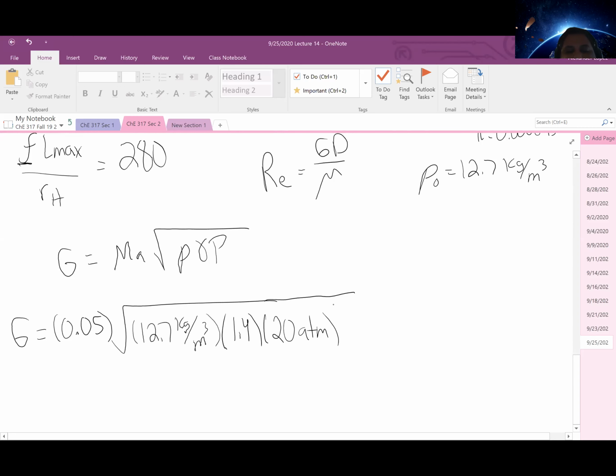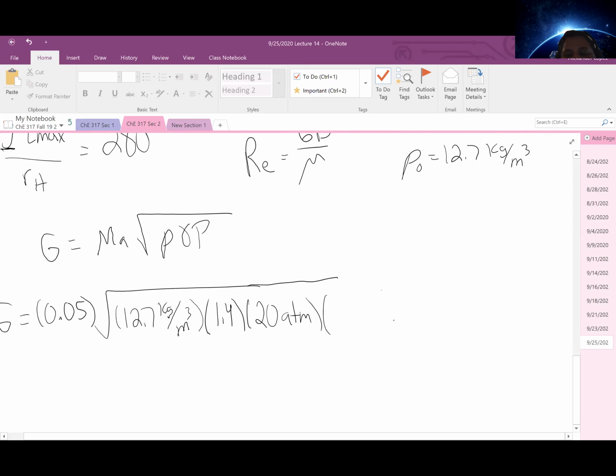Now, once again, we're going to end up with really strange units. So to correct for that, we have to convert atmospheres to pascals. And so 1 atmosphere is 101,325 pascals. We do that, and we're left with kilograms per meter squared second.